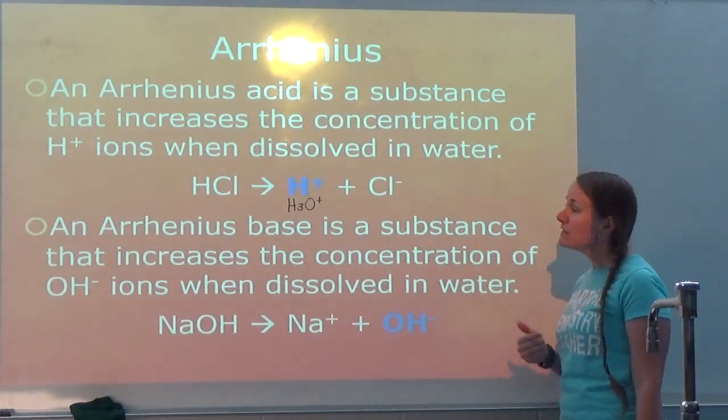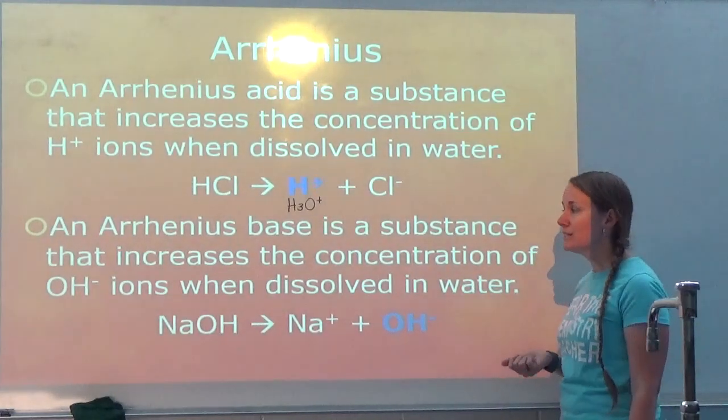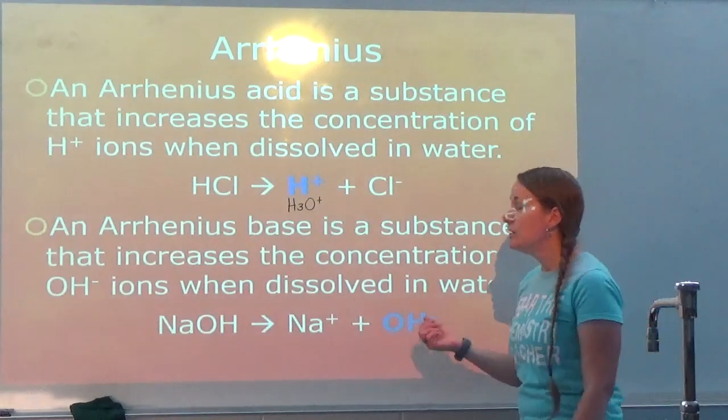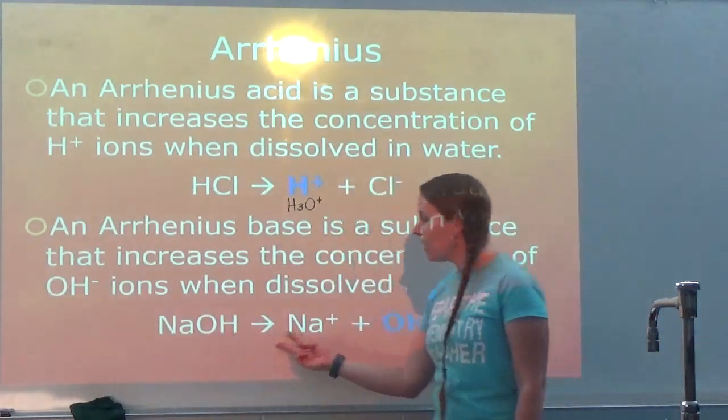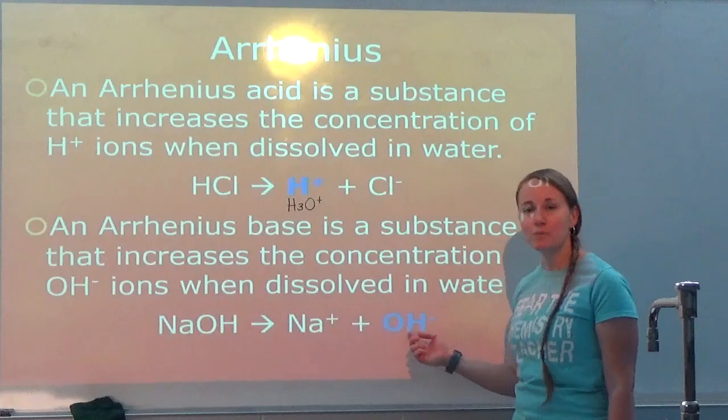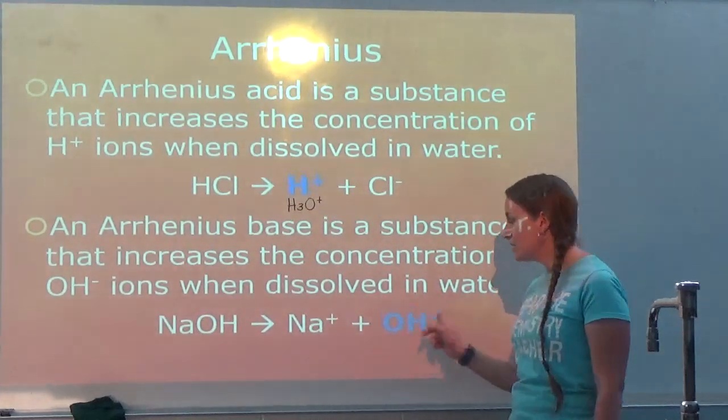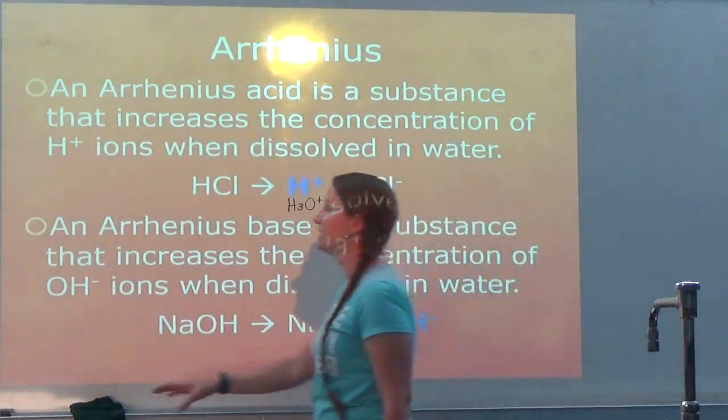An Arrhenius base, on the other hand, is a substance that increases the OH minus concentration. So like NaOH, when we put that in water, it breaks up into Na plus and OH minus. And so since it's going to increase the concentration of OH minus, it is considered a base.